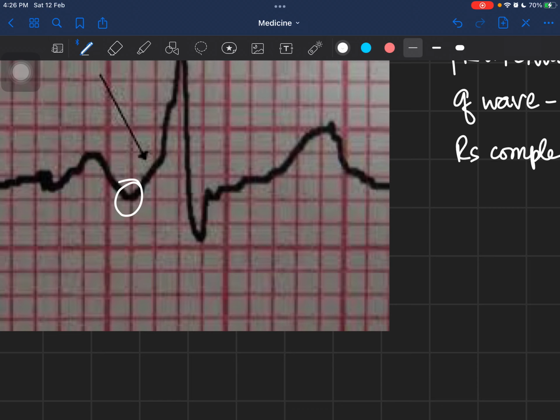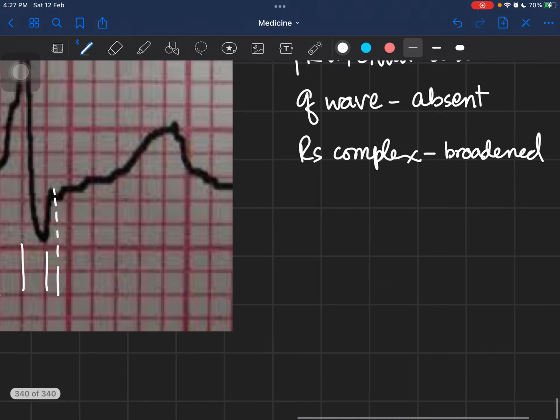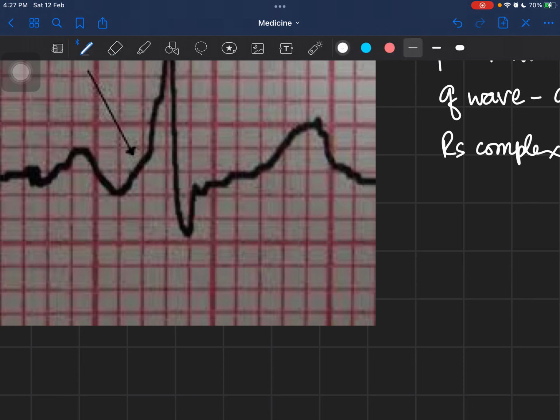But can you count here? Let's say this is the end of atrial contraction and this is the beginning of ventricular contraction. 1 box, 2 box, 3 box, this is the S wave, and maybe 3.25 or 3.5, something like that, right? So this is definitely more than 2 to 2.5 boxes. So the RS complex would be broadened, more than 2.5 small boxes, more than 100 milliseconds.